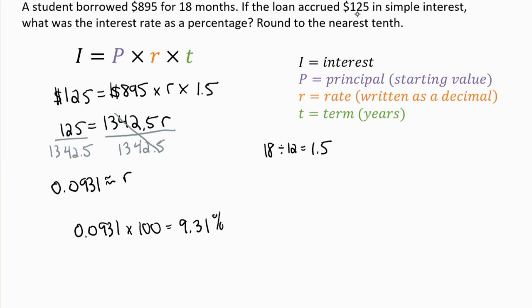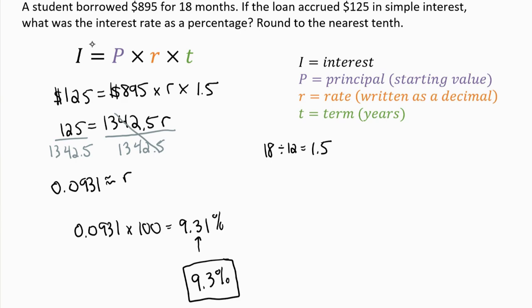Now, remember, the problem wants us to write it to the nearest tenth. So this column right here is the tenth. So we look to the right of that. Since it's less than 5, we keep it at 3. So then our final answer will be 9.3%. That's going to be the rate.